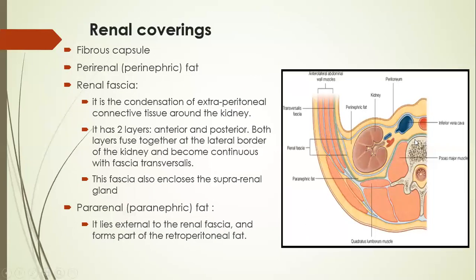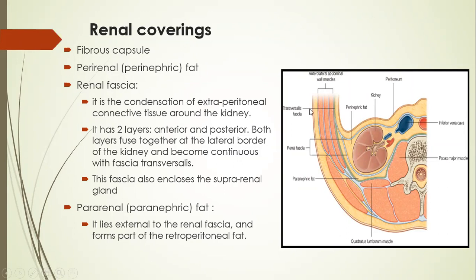Cross section means if you take it cross section like this. Okay. So when you see the cross section of the kidney, the most outer covering here is this brownish structure, which is around, totally adherent to the kidney. This is called the fibrous capsule. Fibrous capsule for the kidney. Then outside that, we have a thick pad of fat. This is called the perinephric fat. Okay, so this is the next covering.